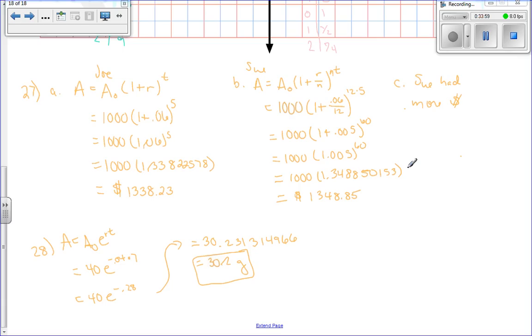Making a graph and answering all the other questions we had. I hope this was helpful to watch me do these problems.